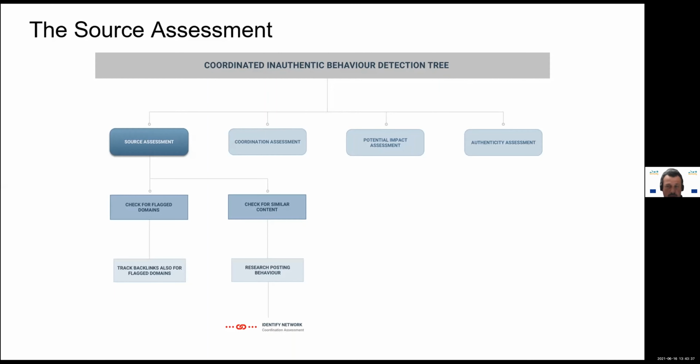We also have another thing that is useful, which is to track backlinks, also to see where the identified disinformation spreaders are pointing to.